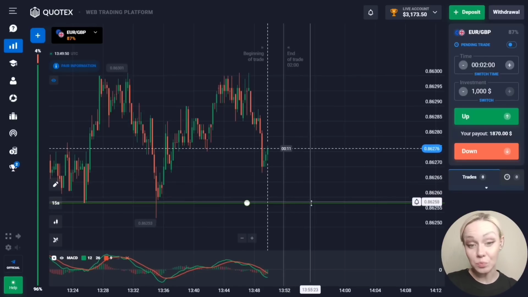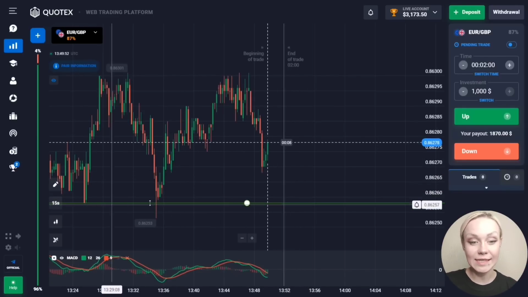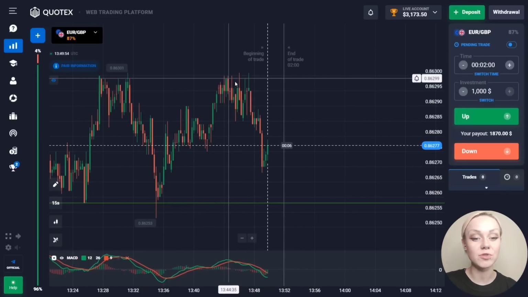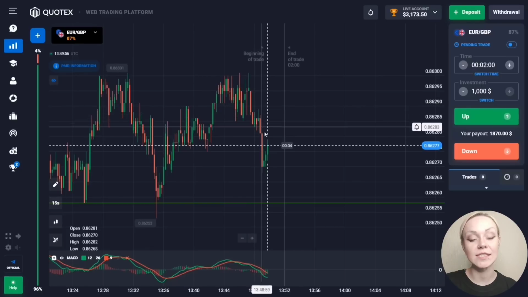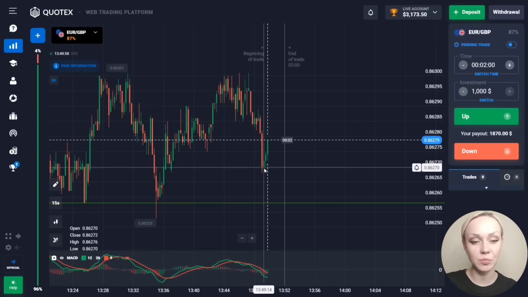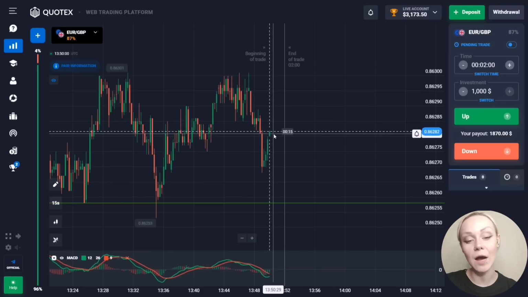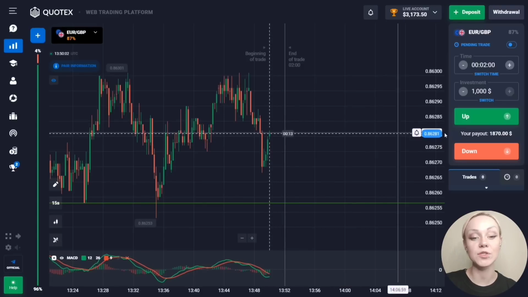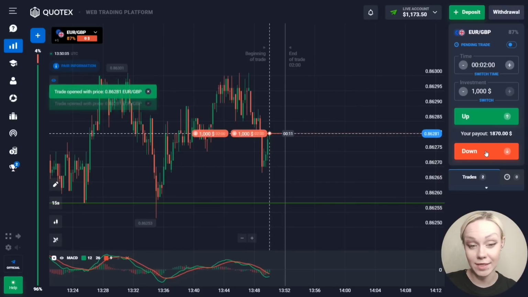Here we have the level of support. We see that at the moment there was a downward movement. The price is approaching our level. At the same time, there is still room for the level of support. At the moment, there was a slight upward pullback. In this case, I propose to open the trade for a fall for 2 minutes.